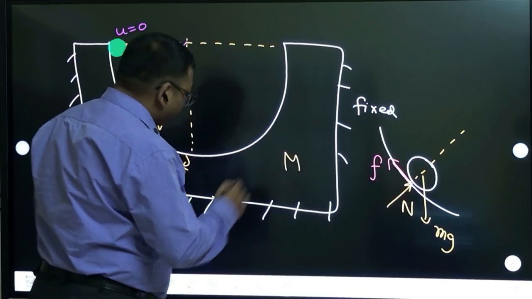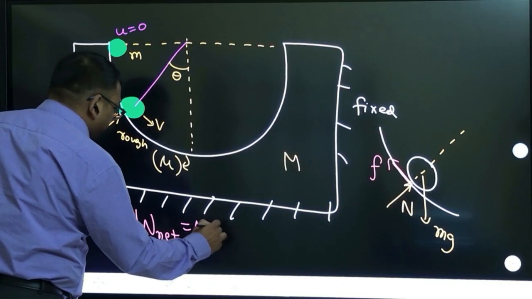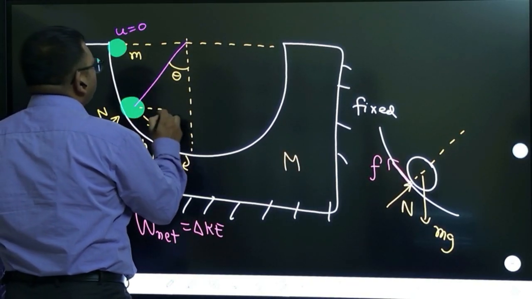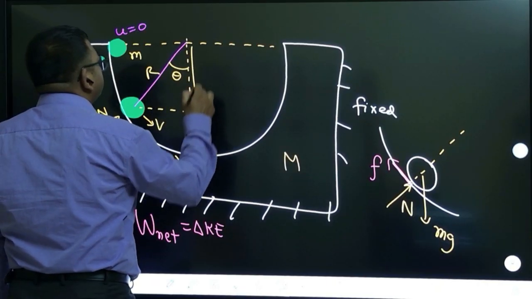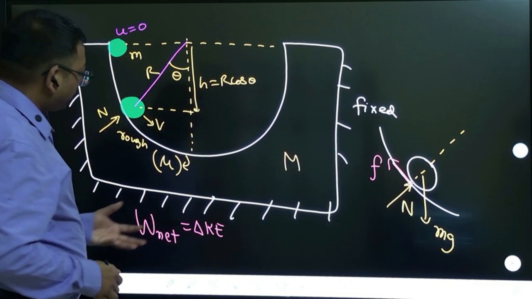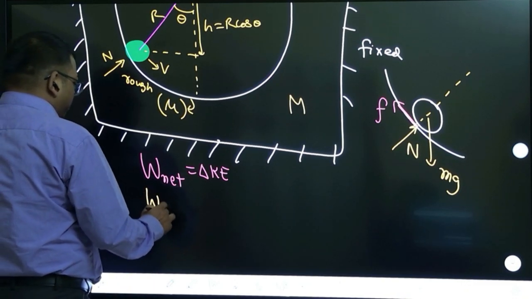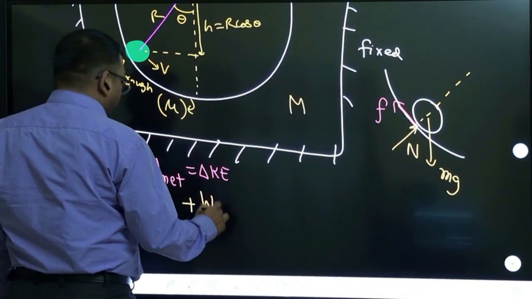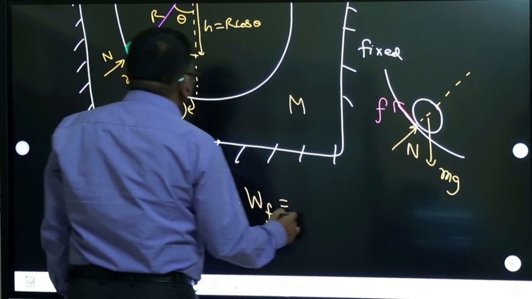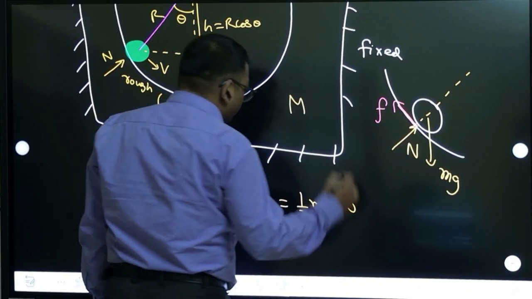First of all, we are applying the work energy theorem. So net work done is the change of kinetic energy. We have already calculated the height that it is falling, because this was the radius. So the height which it is falling is r cos theta, and it is going downward. Net work done means work done by all the forces: work done by mg plus work done by normal plus work done by friction is equal to the change of kinetic energy. Initial kinetic energy was 0, the final kinetic energy is half mv square, minus initially 0, right?